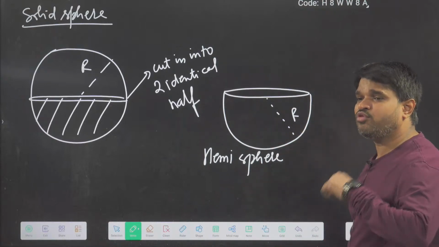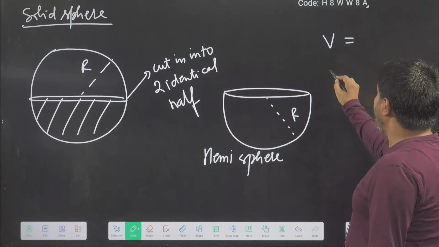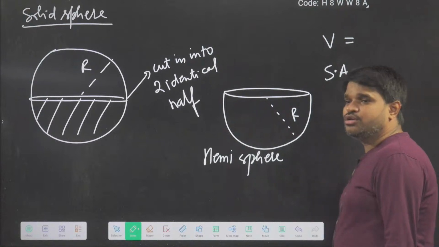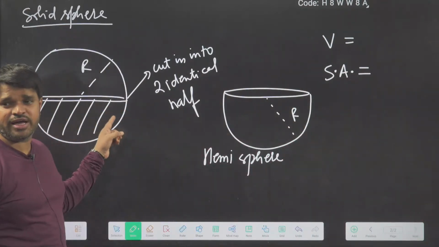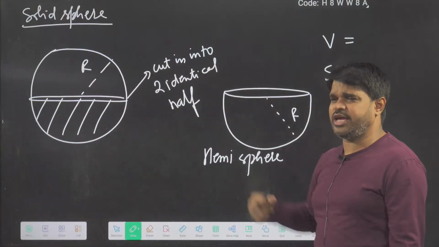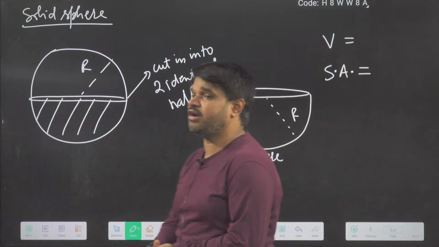Same. You have to tell me two results. What will be the volume and what will be the surface area? So answer both parts. From a solid sphere, I am making a hemisphere. Radius remains the same. You have to tell me volume and surface area. Think carefully.